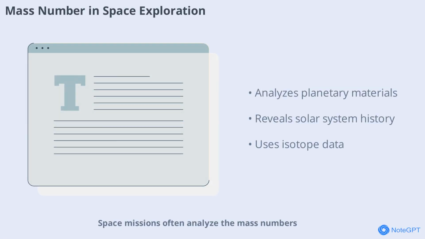Space missions often analyze the mass numbers of elements found on other planets or asteroids. This helps scientists understand the composition and history of celestial bodies. By studying isotopes, researchers can learn about the processes that shaped our solar system.